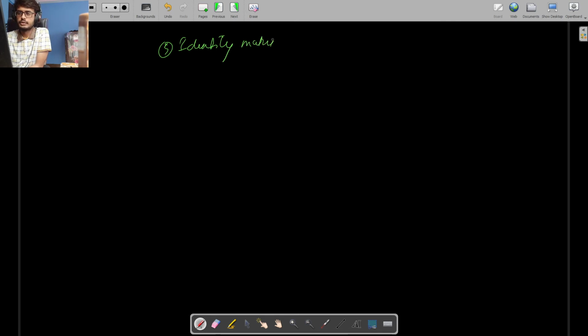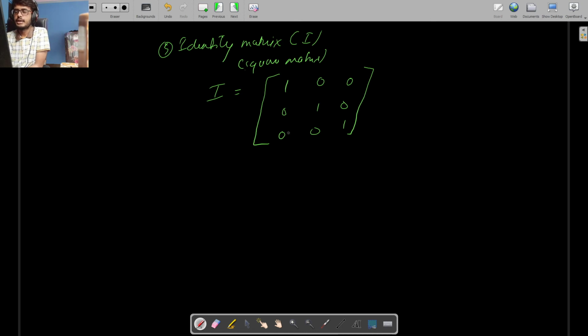The identity matrix, or we just represent it as I. So I is basically a square matrix with the diagonals as 1. Only the diagonals are 1, and everything else is 0. So this is an identity matrix which has 3 rows and 3 columns. I can have another identity matrix with 2 rows and 2 columns. So this is an identity matrix with 2 rows and 2 columns.